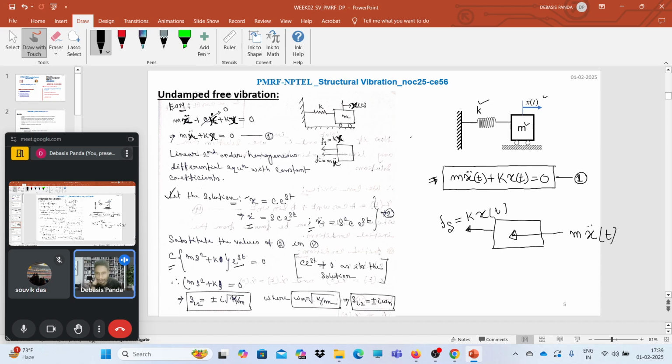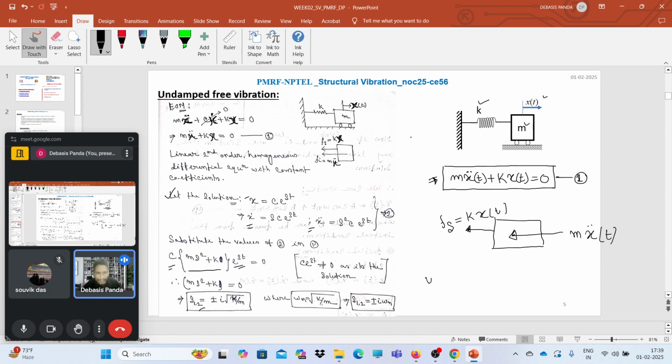Now e to the power st cannot be 0 because it is one of the harmonics, one of the solutions of this equation, so it cannot be 0. So what are we left with? We are left with this part, m s square plus k is equal to 0. Now if we solve it, we will get two roots. One is plus i under root of k by m, and another is minus i under root of k by m.